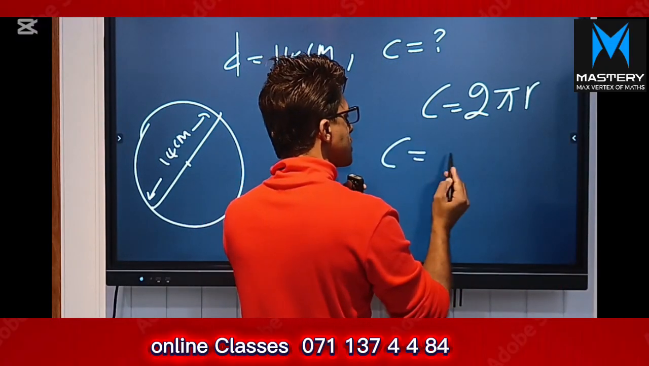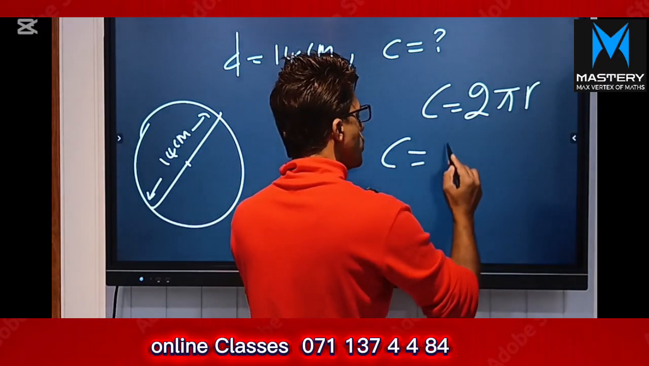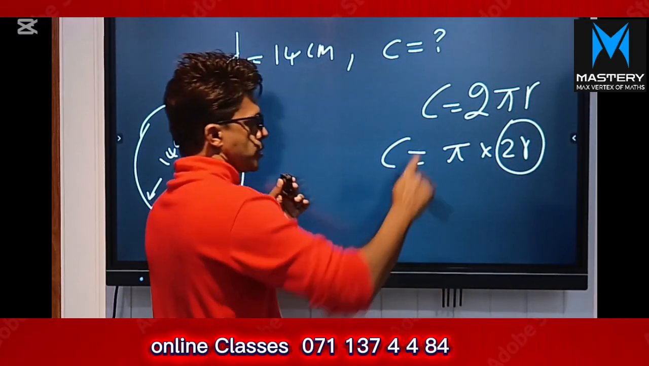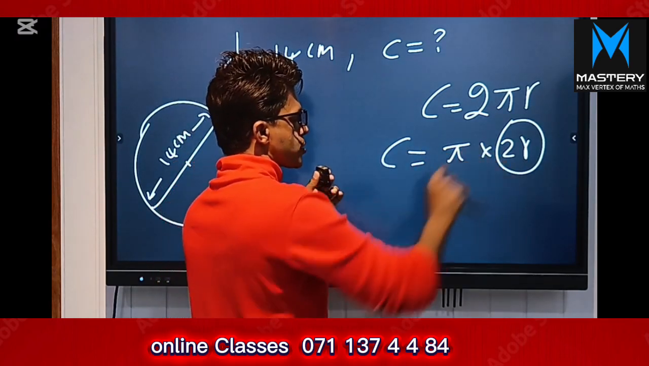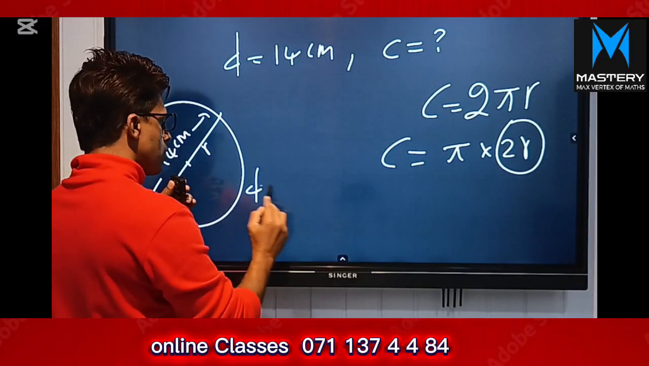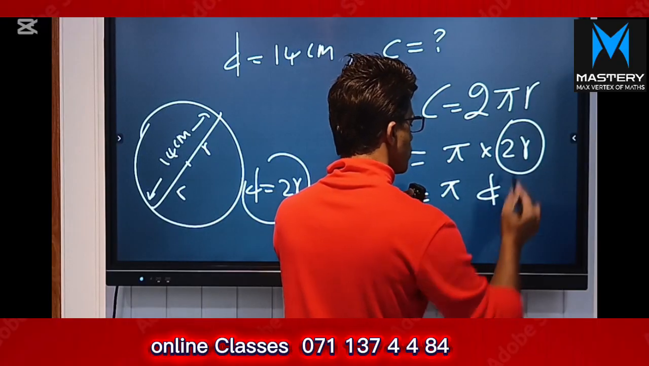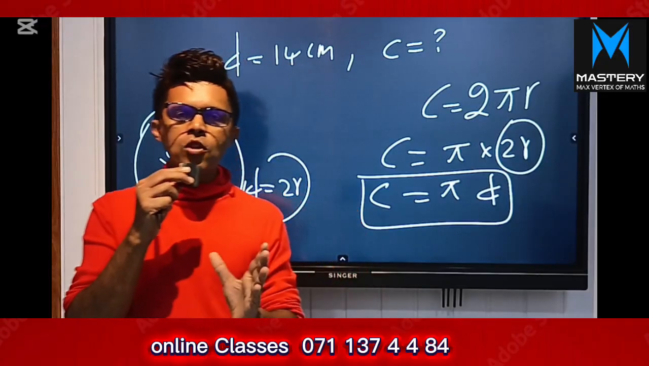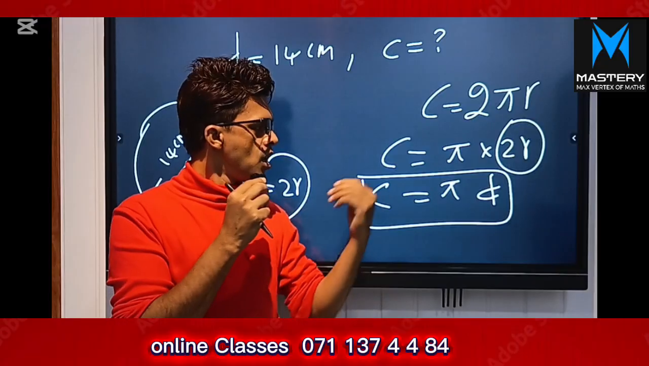This can be written as 2 into pi into r. This can be converted as pi times 2r. You know that d equals 2r, therefore we could write d instead of this whole part. So we are able to get this formula, that when you know the value of d, you could get the value of c as well.